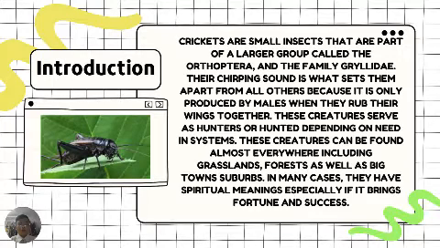Okay, first of all, an introduction about this insect, the cricket. Crickets are small insects that are part of a larger group called the Orthoptera, in the family Gryllidae. Their chirping sound is what sets them apart from all others, because it is only produced by males when they rub their wings together. These creatures serve as hunters or hunted depending on need in the system.